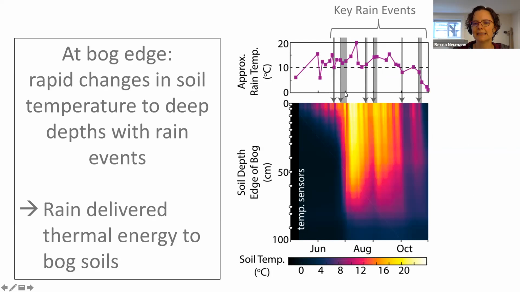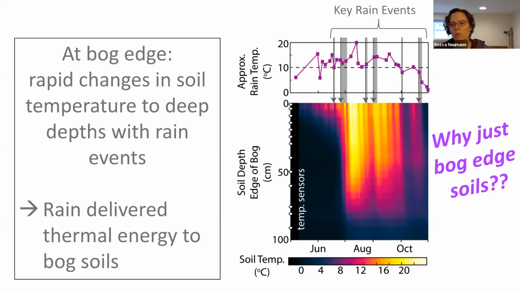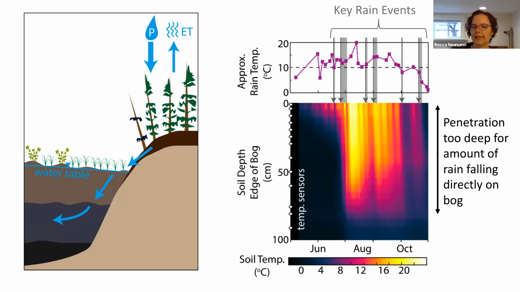And so what we can see is here we had a particularly large rain event, and you can see this rapid warming of the soils down to almost 80 centimeters depth. So we're seeing rain delivering thermal energy to the bog soils when that rain has a warmer temperature than the soils do. We can see that warming. Okay, so another why question though is why just the bog edge? Clearly when it's raining over the whole landscape.